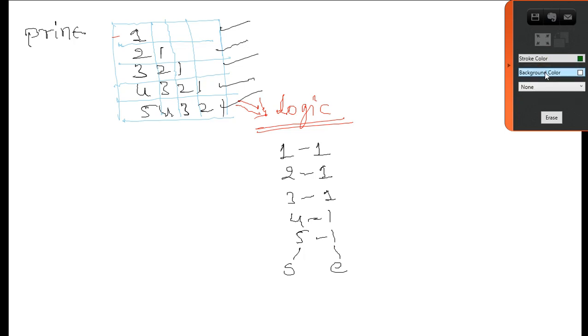Which side values are changing? Ending values are changing. Therefore this I consider as... sorry, it's not changing. The starting values are changing: 1 2 3 4 5. So now here I should write I. What is I? I is equal to 1 to 5, 1 to 5 plus 1. So I have considered the starting values as I now, not the ending values.